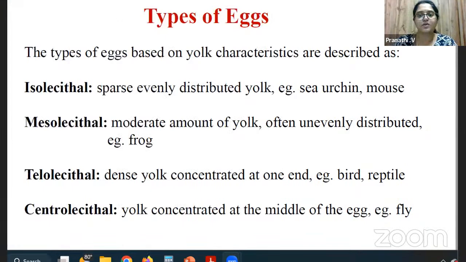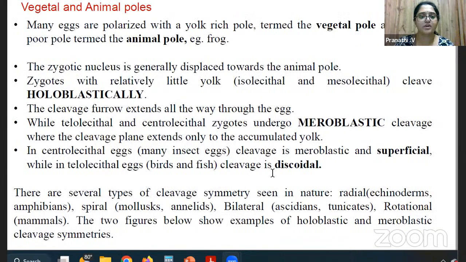isolecithin or homolecithin. So a very sparse amount of yolk is there. It is uniformly distributed. Example is echinoderms and the amphioxus. Mesolecithin, like I already told you, seen in the frogs, moderate amount of yolk present. Telolecithin, yolk is highly concentrated towards one of the poles.